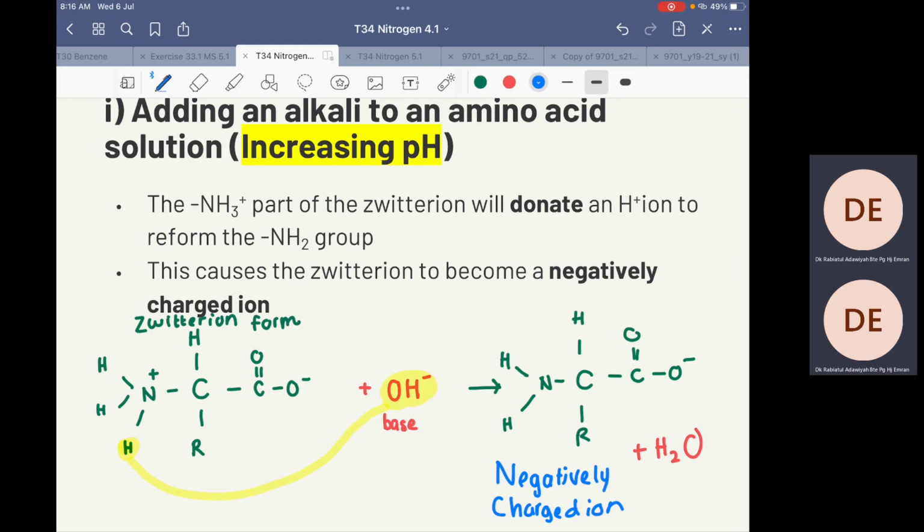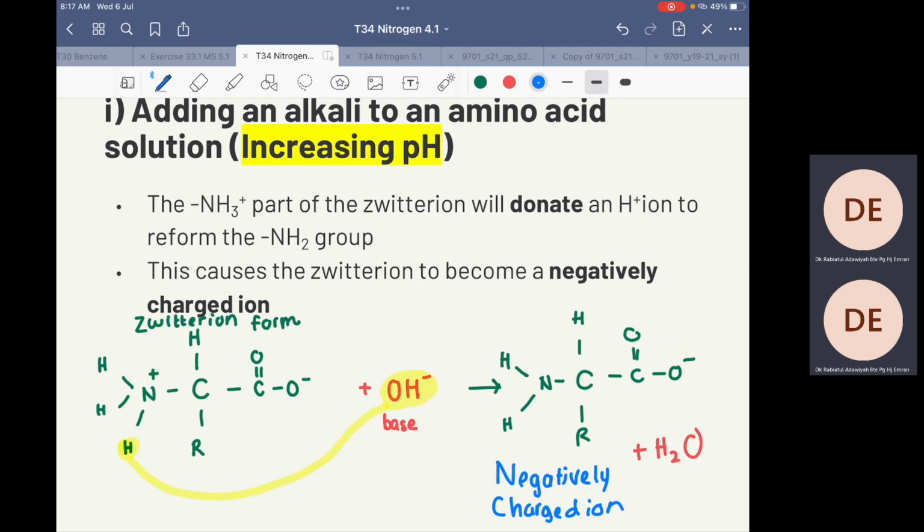Okay, so if you read the explanation, the NH3 plus part of the Zwitter ion will donate its H plus ion to the hydroxide, and that NH3 plus ion becomes NH2 after it has donated its H plus. So this causes the Zwitter ion to become a negatively charged ion. So that's at high pH.